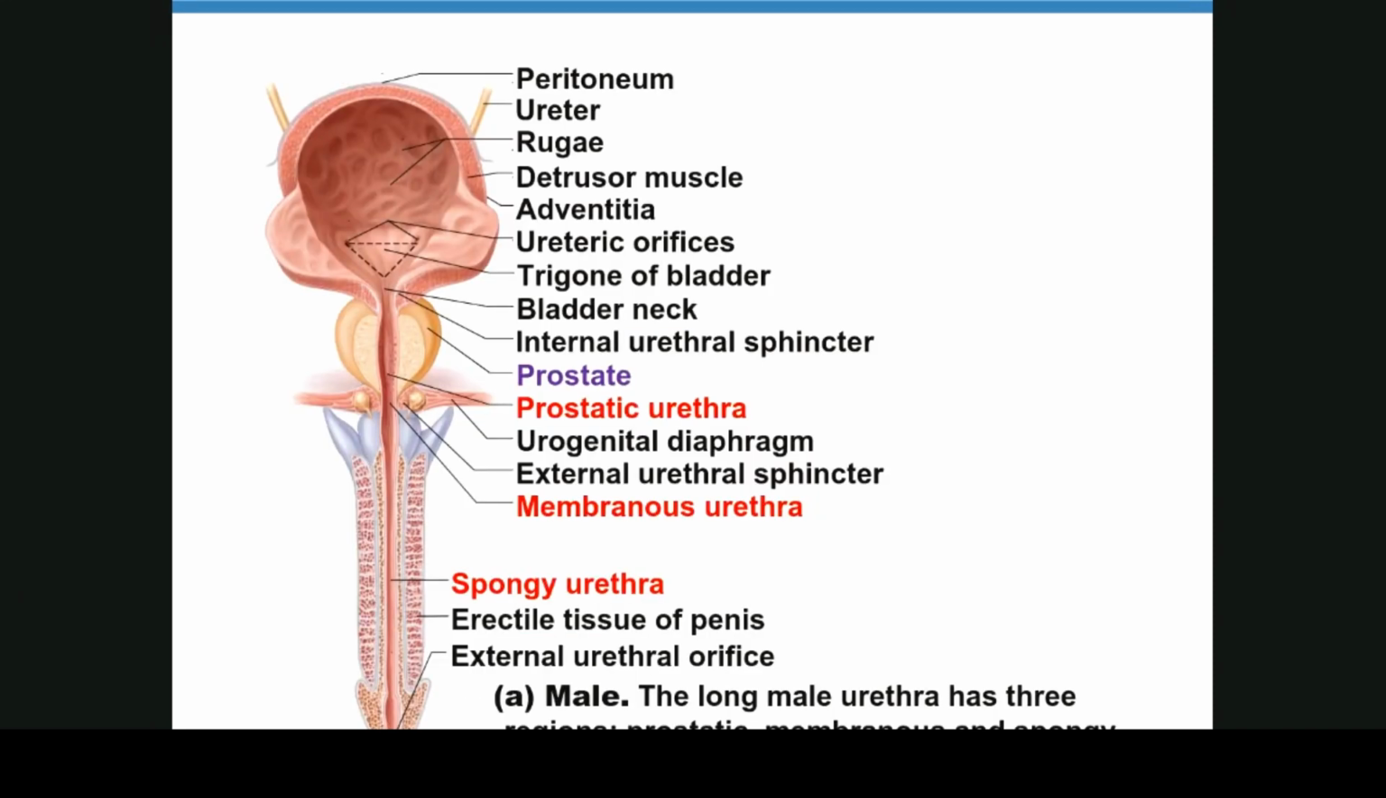Here's your prostatic urethra. This is your prostate gland. It completely surrounds this urethra. This is a membranous urethra right here. This is the spongy urethra right here.